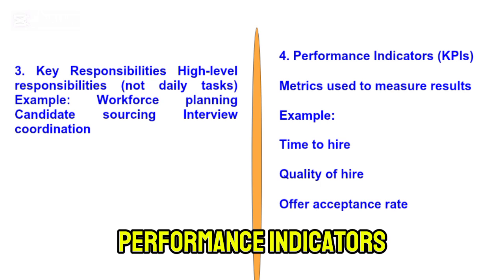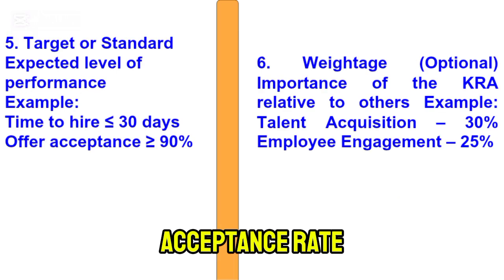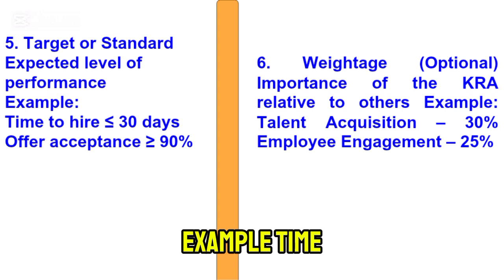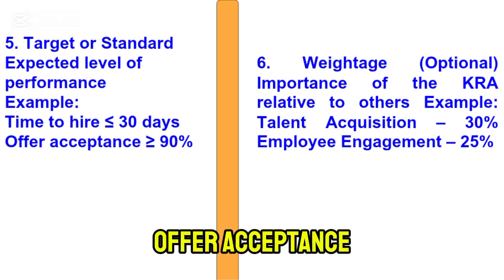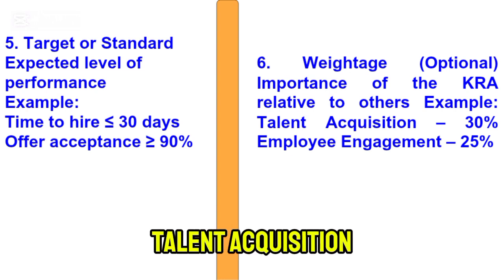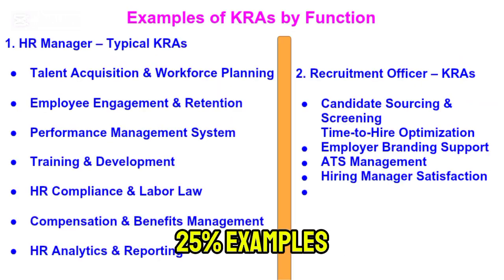4. Performance indicators, KPIs: metrics used to measure results. Example: time to hire, quality of hire, offer acceptance rate. 5. Target or standard: expected level of performance. Example: time to hire less than or equal to 30 days. Offer acceptance greater than or equal to 90%. 6. Weightage, optional: importance of the KRA relative to others. Example: talent acquisition, 30%. Employee engagement, 25%.